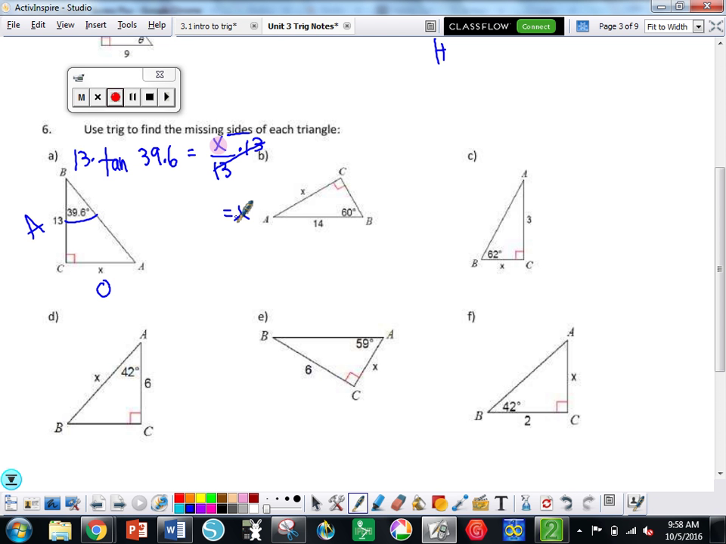Anybody else want to get 1/2? If you didn't get 1/2 originally, try it again, make sure you do. Now, if you have one of my geeky little calculators, you can't put sine and then 30. What do you have to do? Put 30 and then sine.